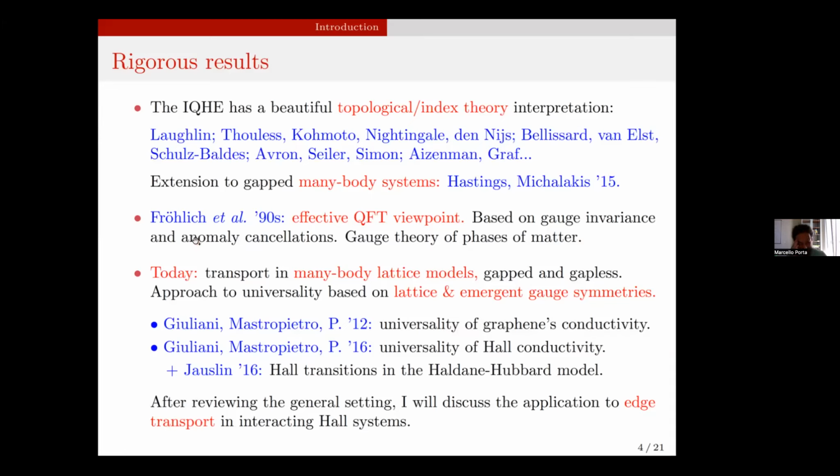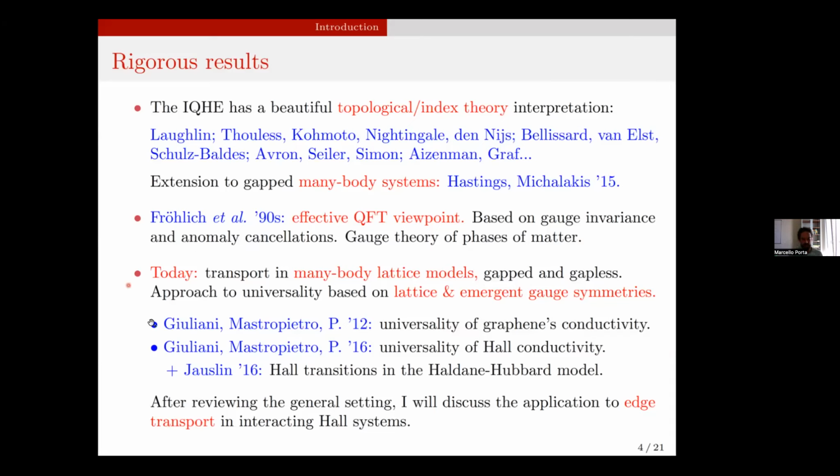Okay, so what I would like to discuss today is transport for many-body lattice models, and I would like to discuss methods that have been used for gapped and gapless systems. And somehow the main objective here is to understand universality starting from many-body lattice models and relying on lattice and emergent gauge symmetry. So this is going to be the main tool we will use, in fact, the main input we will use to prove these quantization results.